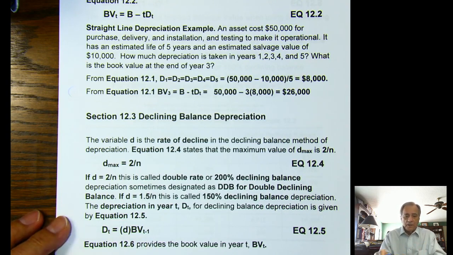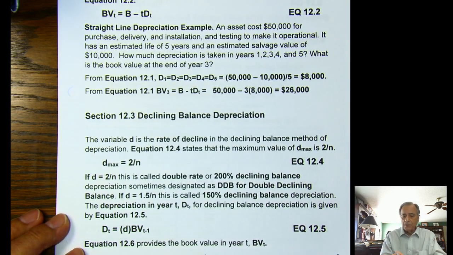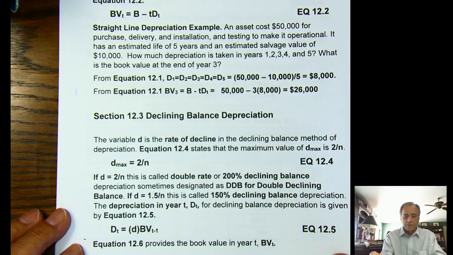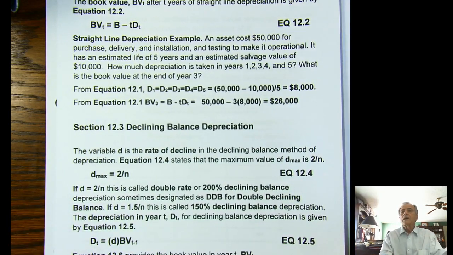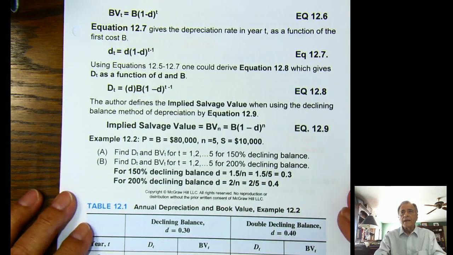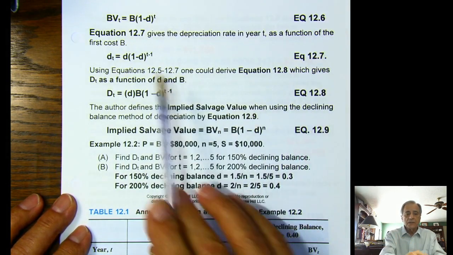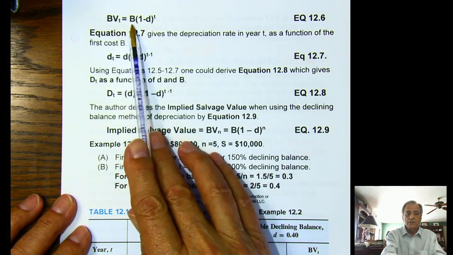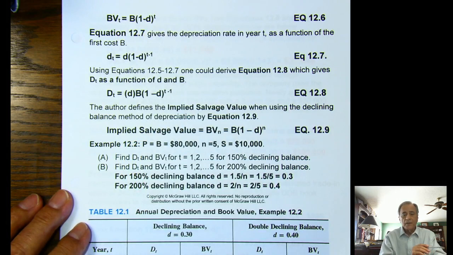And the next equation provides the book value in year t, BV sub t, okay? So if we know the depreciation, what's the remaining book value then? And that value is given by equation 12.6. BV sub t is equal to B times 1 minus D to the t power. And there are kind of other ways to write that.